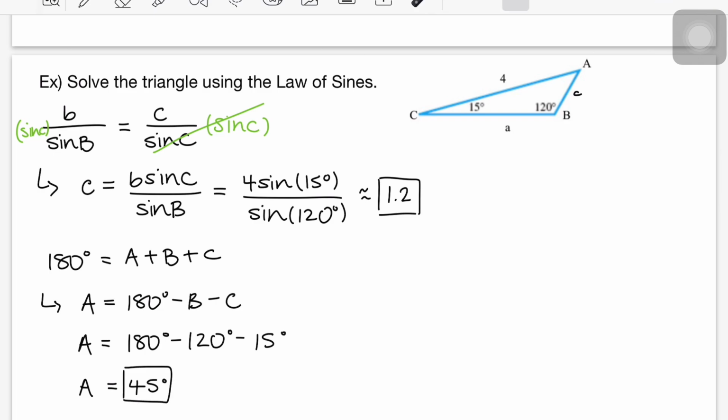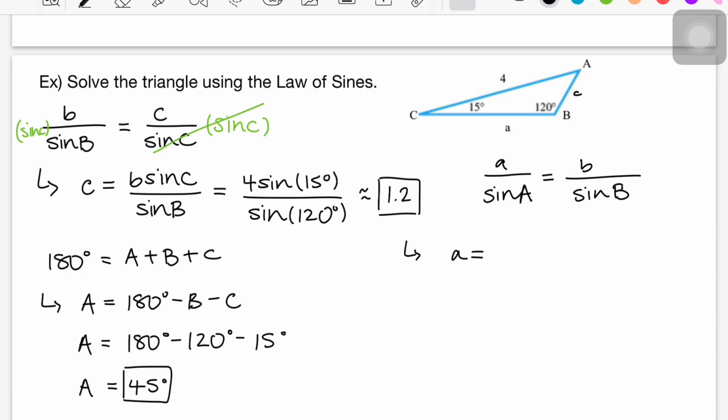All right, and then the last piece of information we want is going to be this length A here. And so again, we'll use the law of sines, and in this case, we'll use this fact here. And this is because now we have this angle A here. We know angle B and side length B, so all we need to do is solve for A and then plug in our known information.